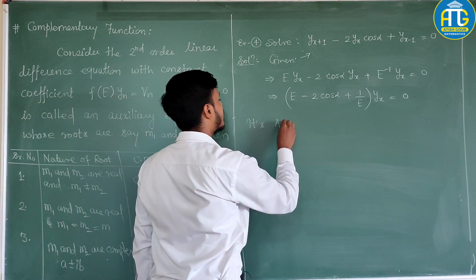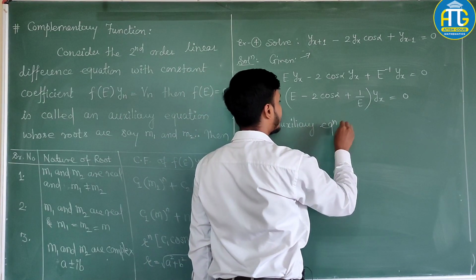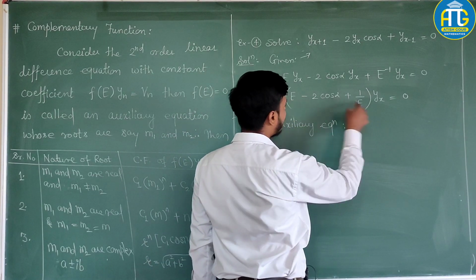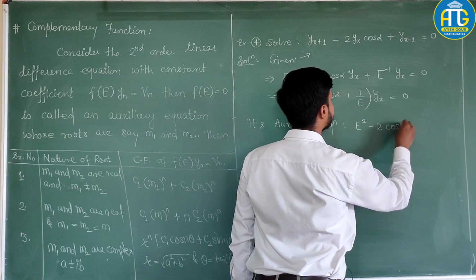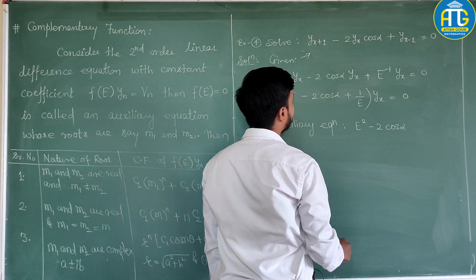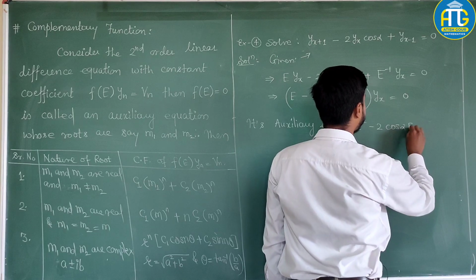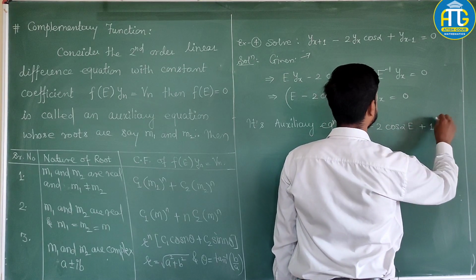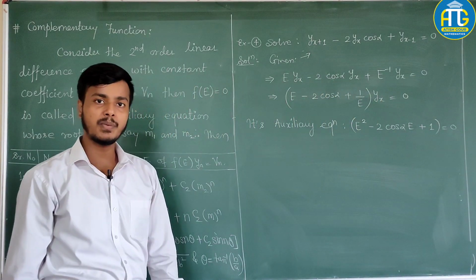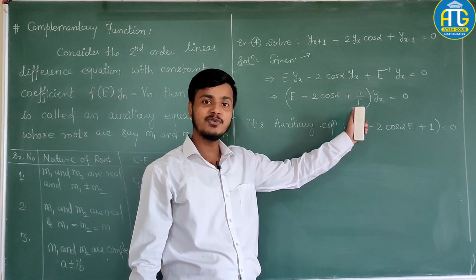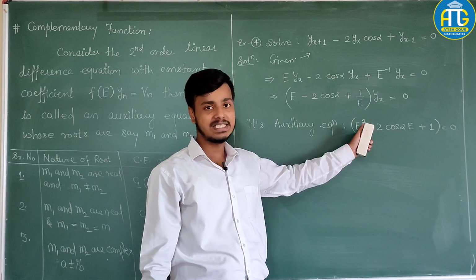Now you write down its auxiliary equation. So what is its auxiliary equation? Yes, you can solve this. E into E, take LCM, E square minus 2 cos alpha E plus 1 is equal to 0. This is its auxiliary equation. Now we have to solve this auxiliary equation manually to get the roots, because this is not easily solvable.